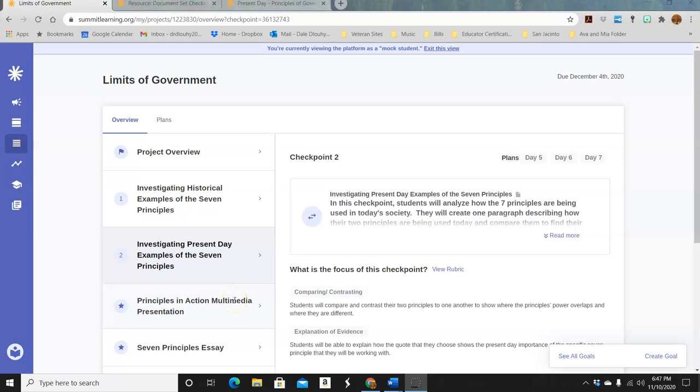Hey guys, so today we're going to dive into checkpoint 2. Why do we need the constitutional principles of checks and balances and individual rights?